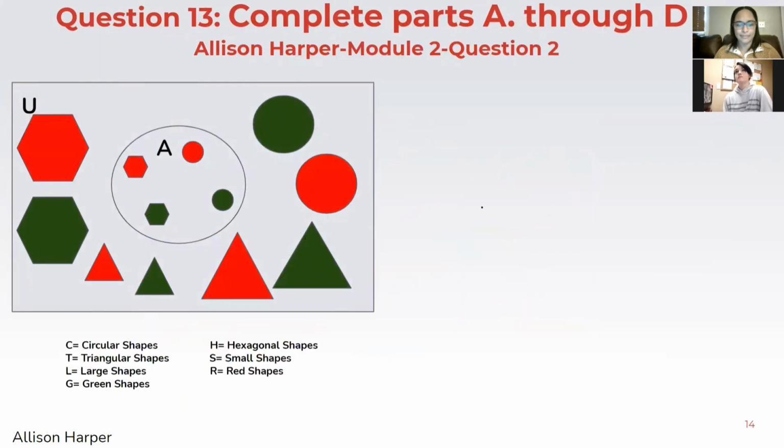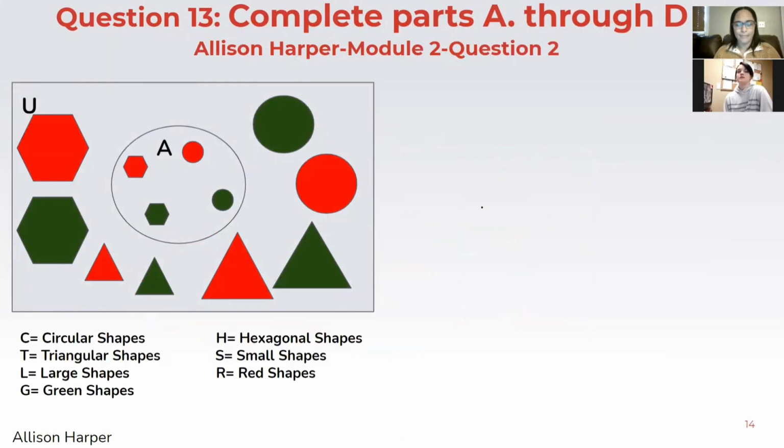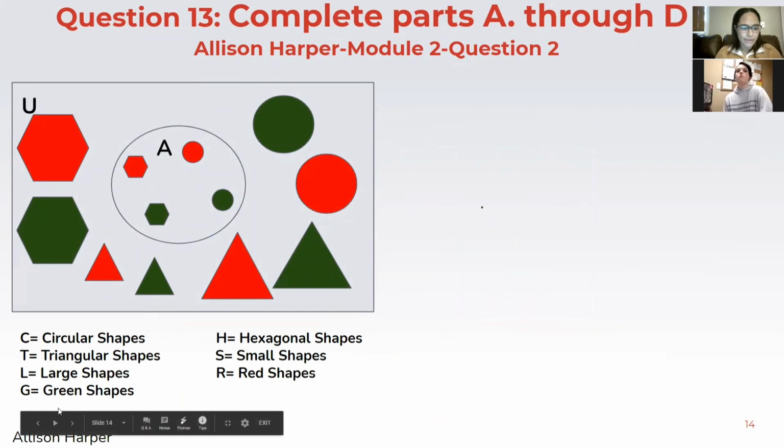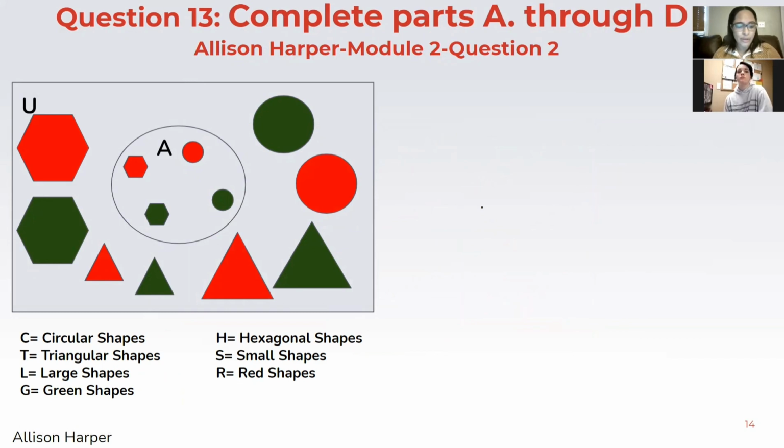Allison, complete parts A through D. Okay, so we have this cool little figure right here. And I also have a key down here for us. So C is going to be our circular shapes, T will be triangular shapes, L will be large shapes, G will be green shapes, H will be hexagonal shapes, S are small shapes, and R are red shapes.